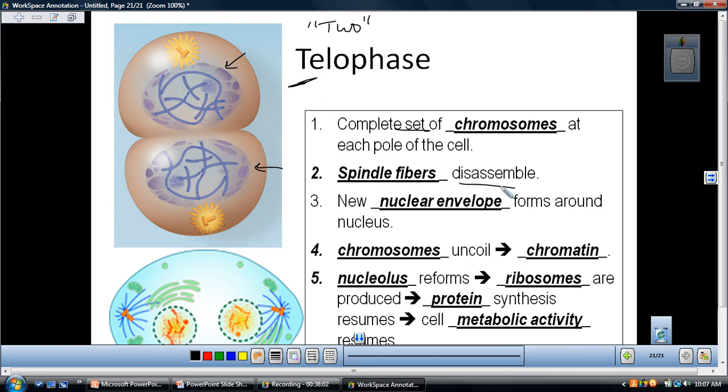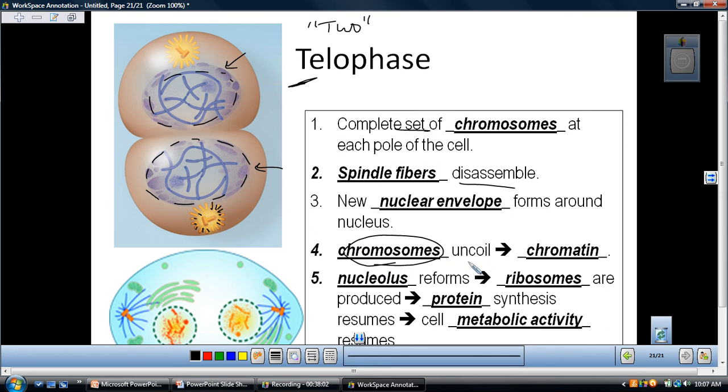Spindle fibers are disassembling and disintegrating. You can see there's barely any left. All we have left is going back to this aster around the centrosome. The new nuclear envelope is reforming. Okay, now if you want to know, well, how does that reform? Pieces of the old mother nuclear envelope come in, and the cell uses the endomembrane system to build a new nuclear envelope. So that starts to reform around each new nucleus.